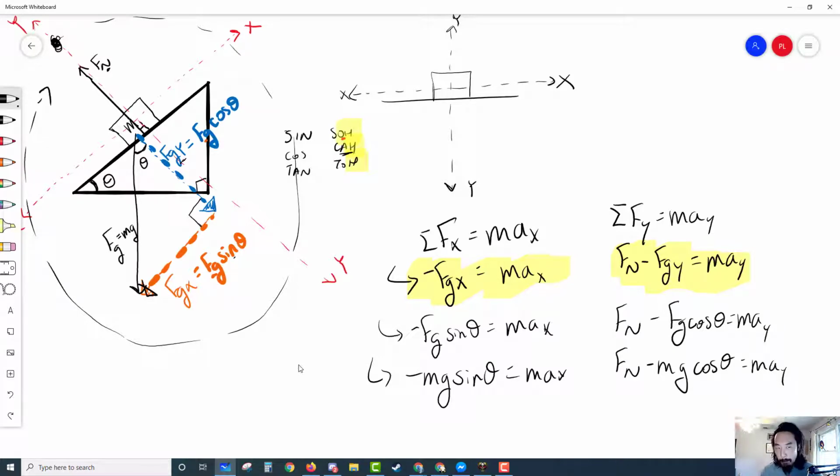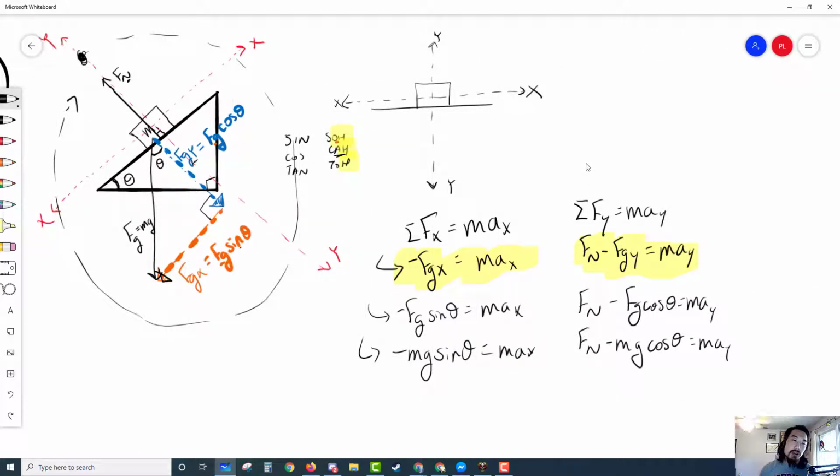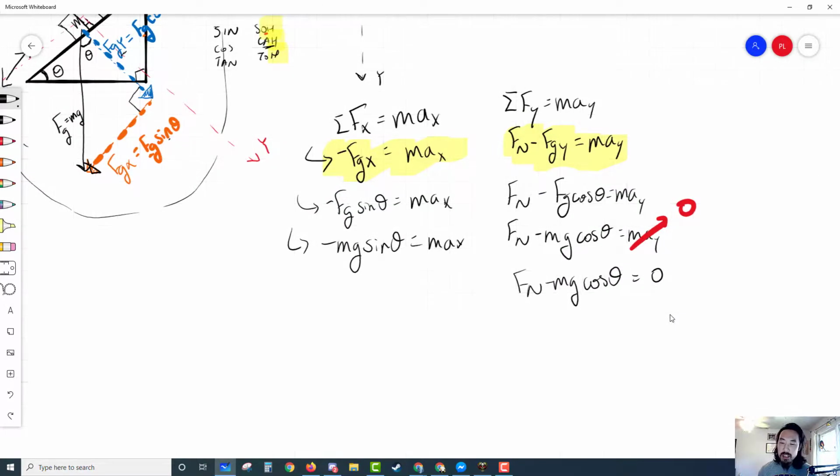Now, let me tell you what. A lot of the times, your y acceleration, this object will not be accelerating along the y-axis. It's probably going to be sliding up and down this x-axis, and so the y acceleration will oftentimes be 0. And so we can finish off this equation by saying the normal force minus mg cosine of theta is equal to 0. And you could even rearrange this even more. You can say that the normal force is equal to mg cosine theta.